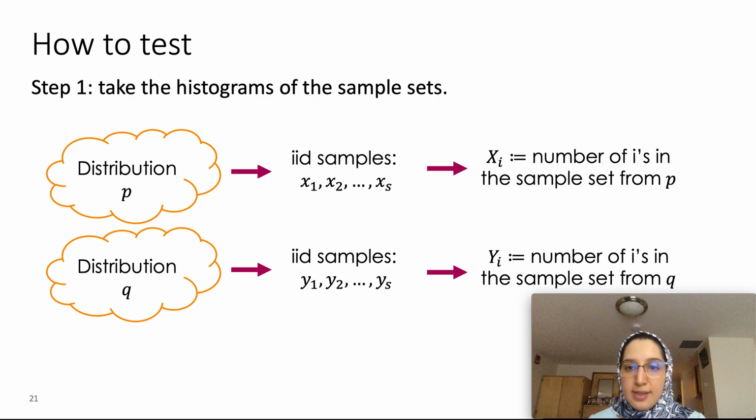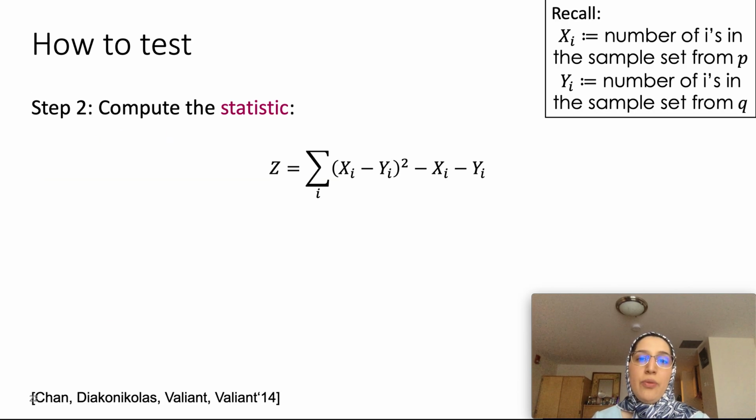So in the first step, we draw two sets of samples from P and Q. We compute the frequencies. The frequencies according to the first distribution are denoted by x_i, and the frequencies according to the second distribution are denoted by y_i. And then the tester just computes the value of the statistic Z, which is essentially the sum of (x_i - y_i)^2 - x_i - y_i. So this is very similar to the chi-square distance or statistic.